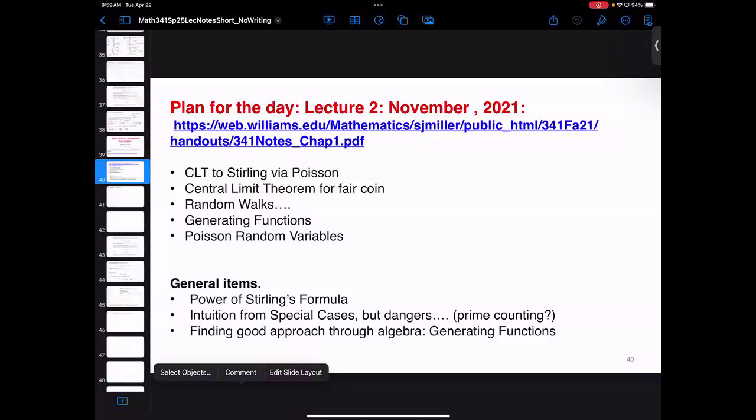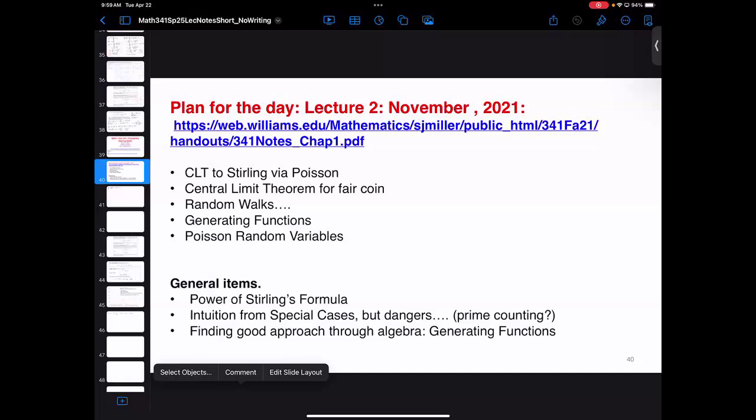And then the last, as always, is trying to find a good route through the algebra. A lot of times we can just brute force a problem, but that's not necessarily enlightening, and it may not generalize. Is there a better way of looking at things to see the relationships?